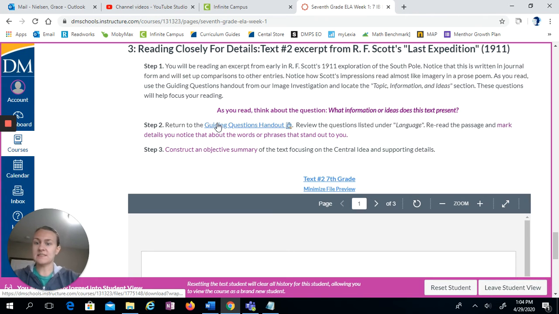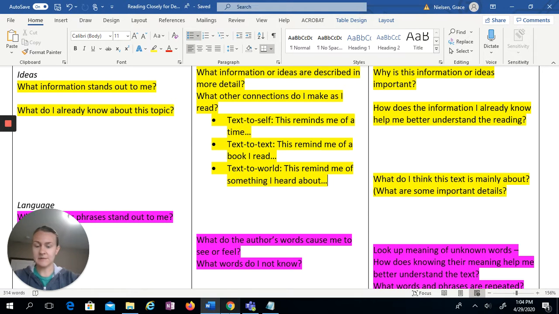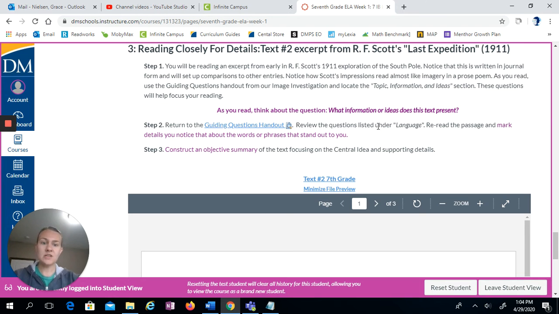All right, now we're going to look at step 2. So return to the guiding questions handout. Again, that is what we're looking at here. Review the questions under language. Reread the passage and mark details you notice about the words or phrases that stand out to you.